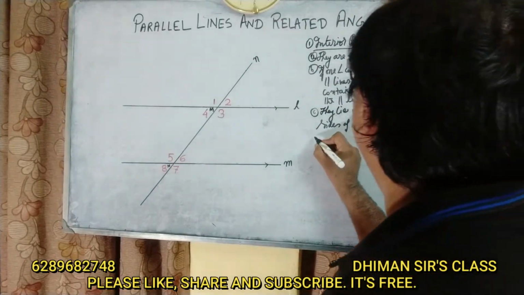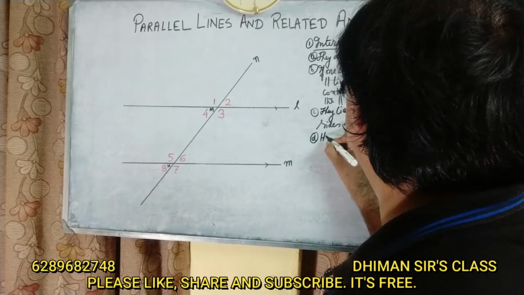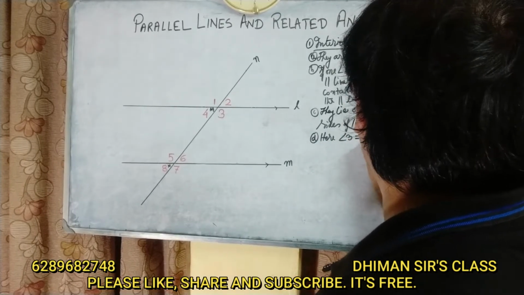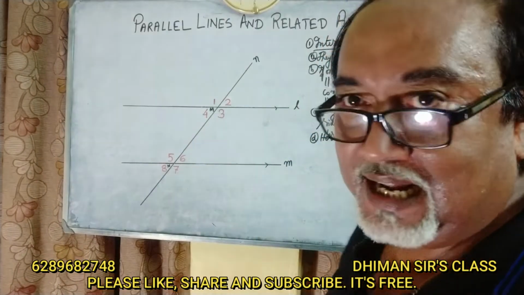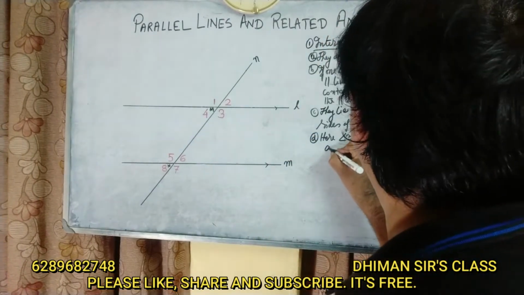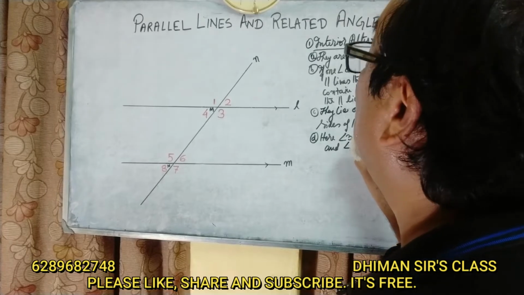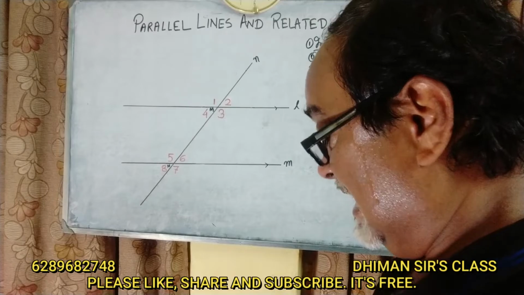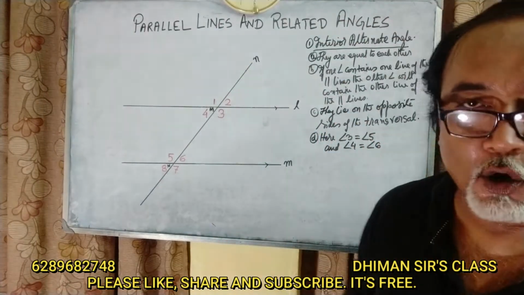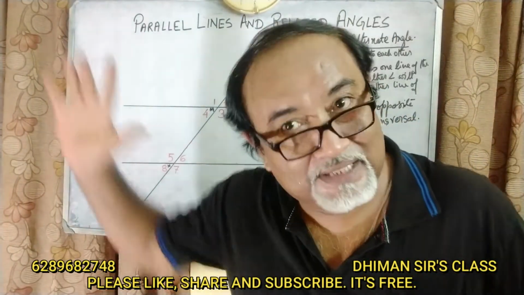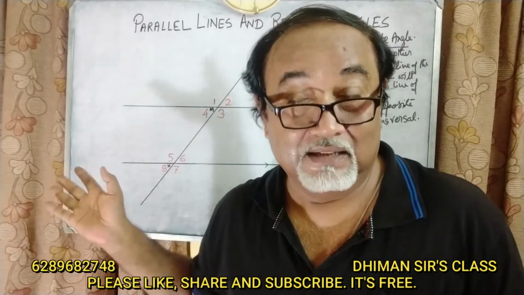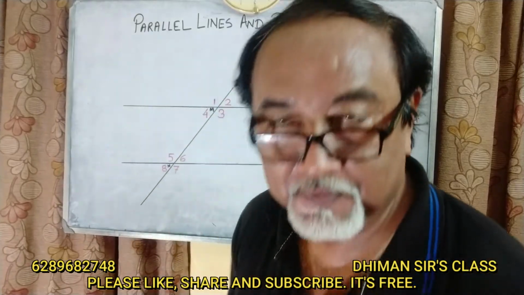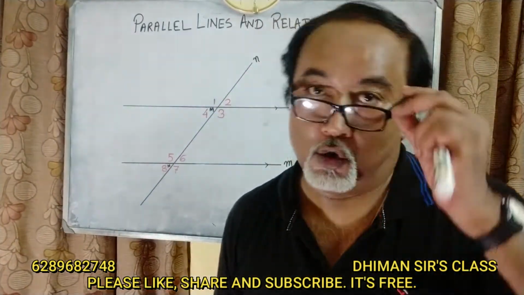So, D, here, angle 3 is equal to angle 5, interior alternate angles, and angle 4 is equal to angle 6. These are the interior alternate angles in this diagram that are equal to each other. Now let us prove that really they are equal or not.